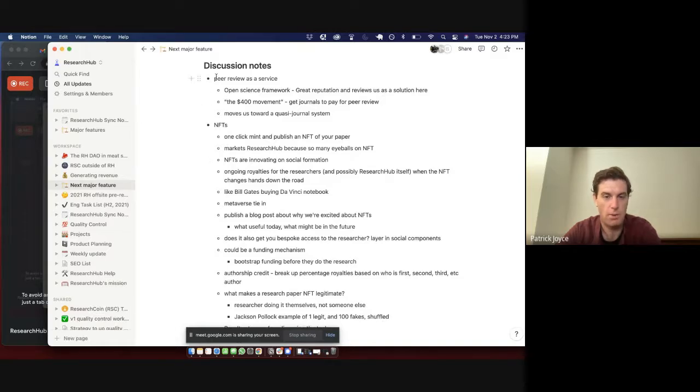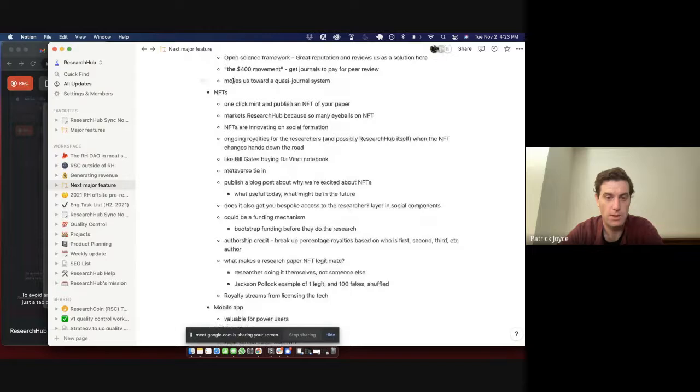So somehow figuring out a way to have open peer reviews where reviewers are actually incentivized with Research Coin to share their reviews. Maybe we have meta reviews on those reviews themselves. And then we talked a lot about NFTs. There are a bajillion different ways we could implement these, either allowing authors to mint their own NFTs for their papers and sell them, or having NFTs represent someone's authorship share in a paper. So if you're the first author, you can have 60% of an NFT for a paper, the second author 25%, and so on.